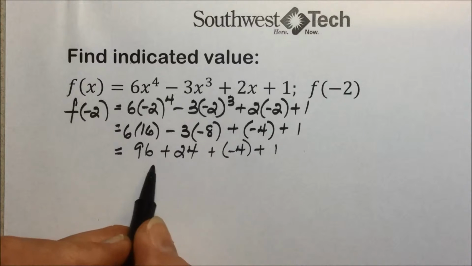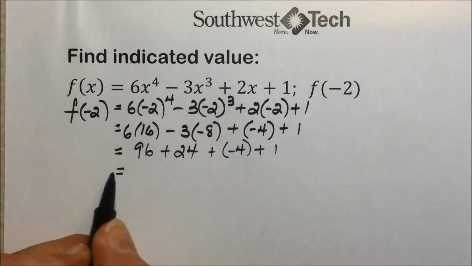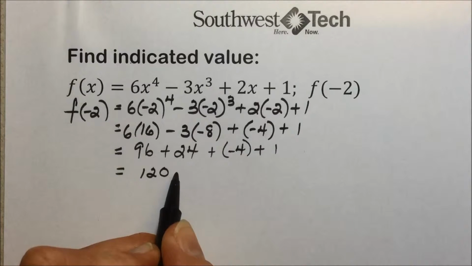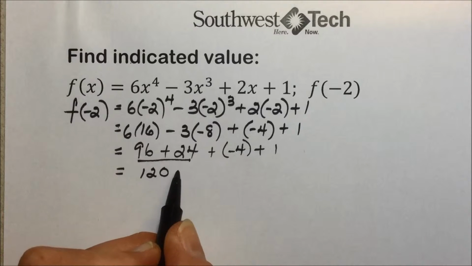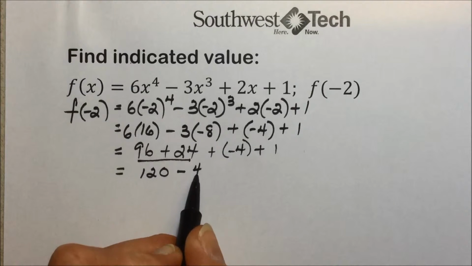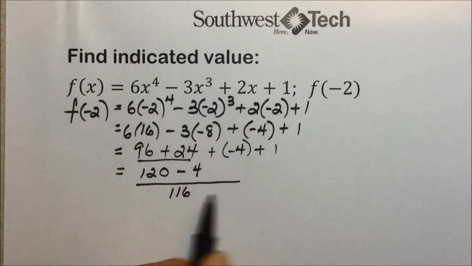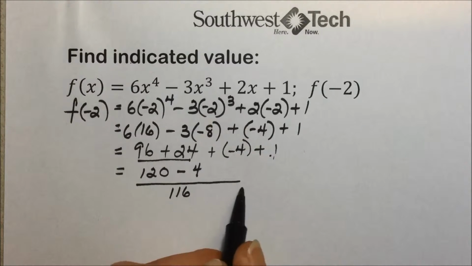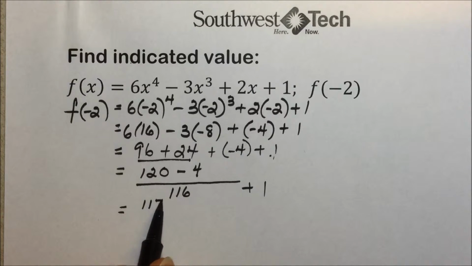If we add left to right, then 96 plus 24 is 120. Adding the -4 to that, or subtracting 4, we now have 116, and we still have a +1 to add on, which gives us a final value of 117. Well, instead of this method, we could apply something called the remainder theorem.